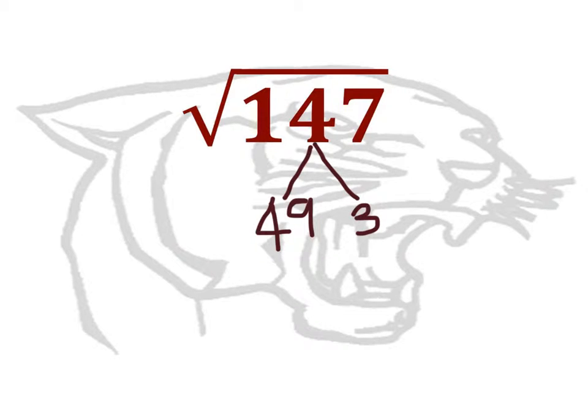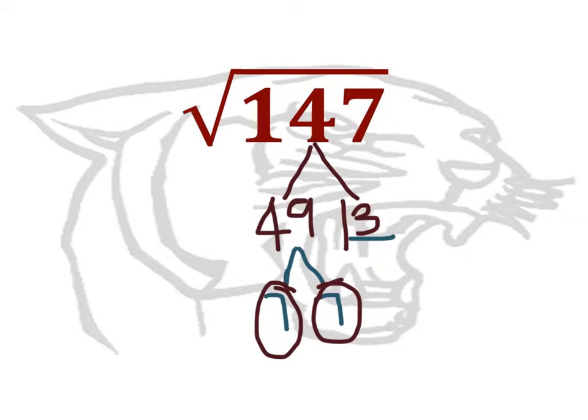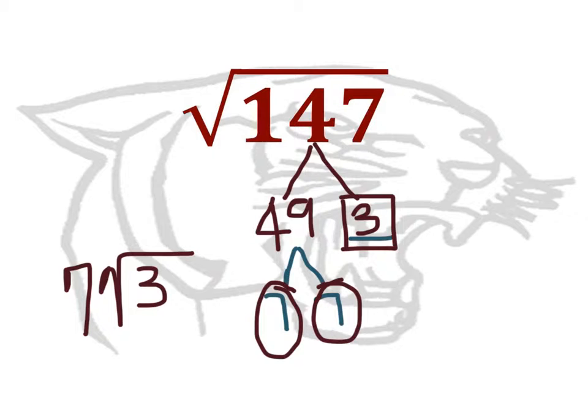Then I carry on and say 3 can't go any further, but 49 can be factored to be 7 and 7. Here we have a matching pair, and we have 3 left over. If we have a matching pair like we do with 7, it goes outside of the radical, and so our answer of a simplified radical of the square root of 147 is 7 square root of 3, because that is what was left over.